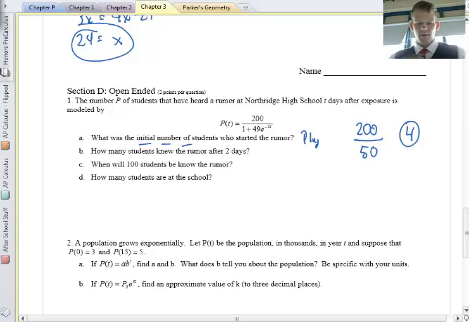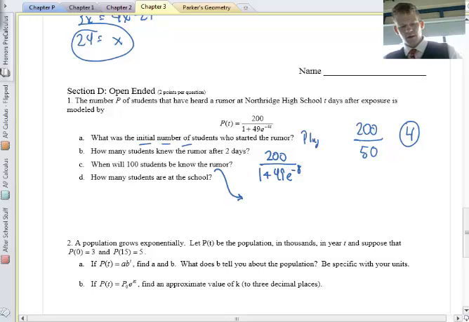How many students in the room after 2 days? You plug 2 in. So you would have your calculator for this. You just put 1 plus 49 e to the negative 8. Hopefully that value has meaning. I'm just wondering what that value would actually be. I would take out my calculator and calculate that.